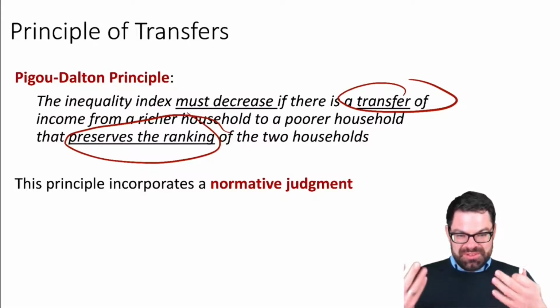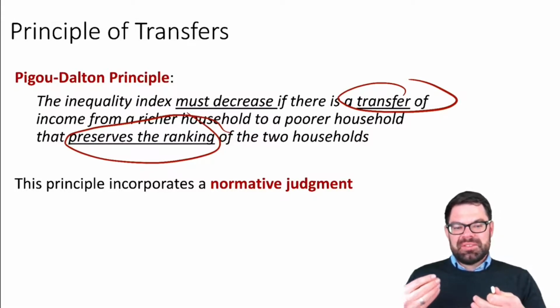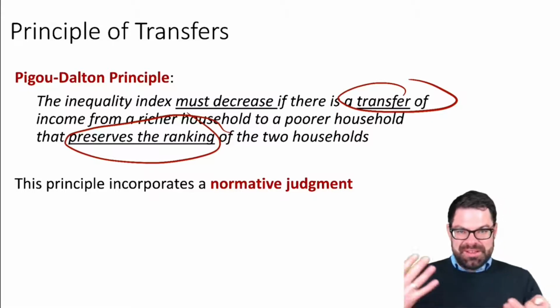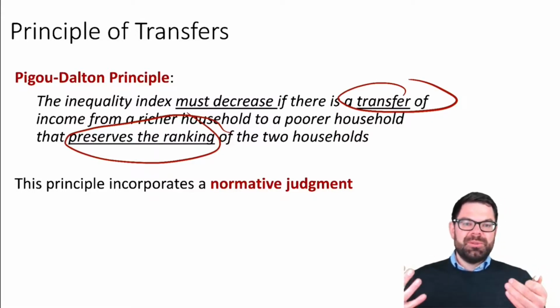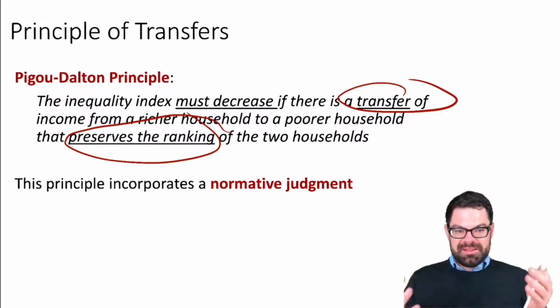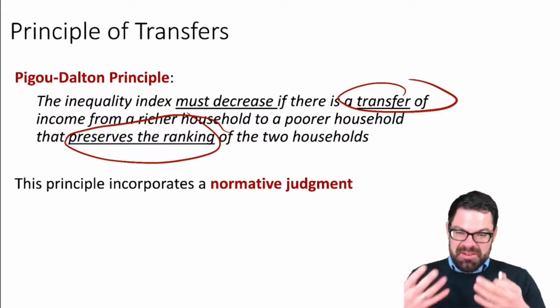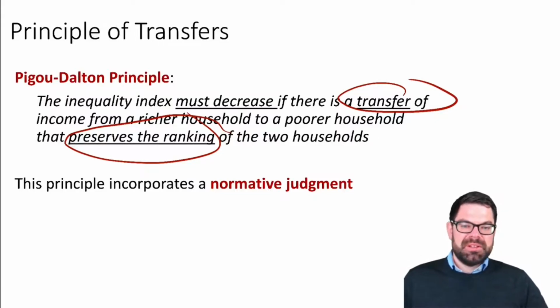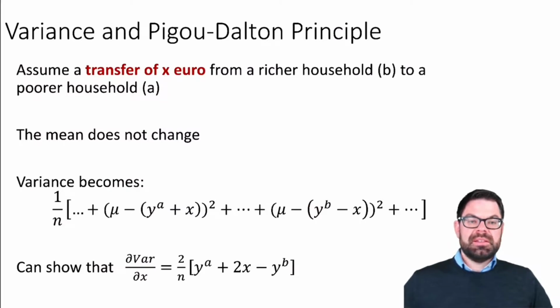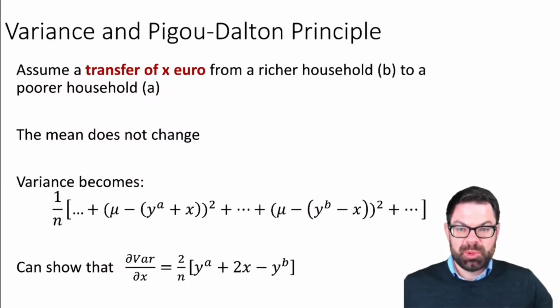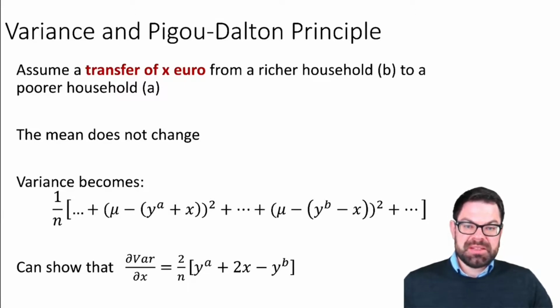is a good thing. But obviously, this depends on where you stand politically and so on. But most people would agree that there's per se nothing wrong with that state. Now, let's look at the Pigou-Dalton principle in practice. What we want to look at here is a transfer of X from a richer household to a poorer household.